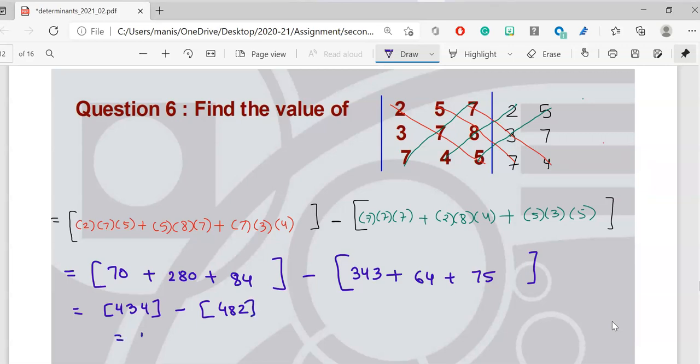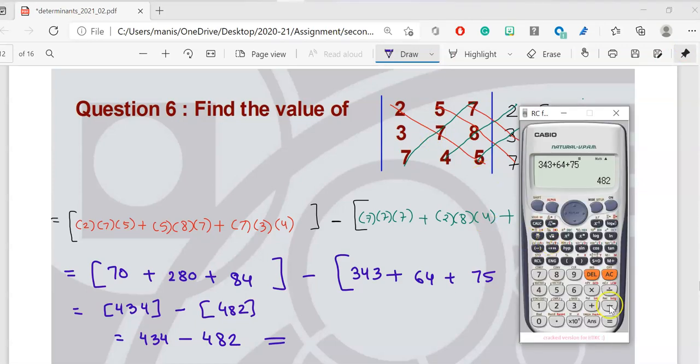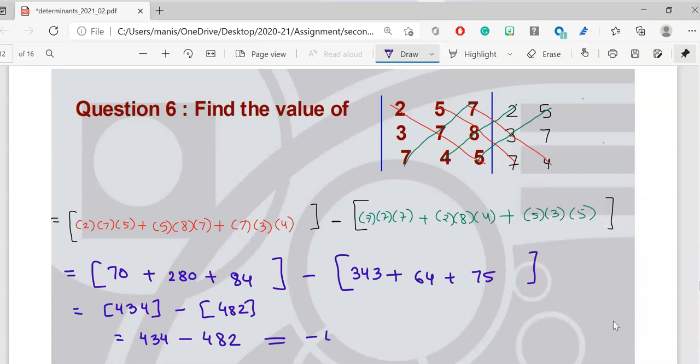So let's go ahead and solve this. This means like this, 434 minus 482. So let's see what is your answer. So this is your 434 minus 482, which gives me what? Negative 48. So my answer is what? My answer is negative 48 for this problem. So that's the answer for this question.